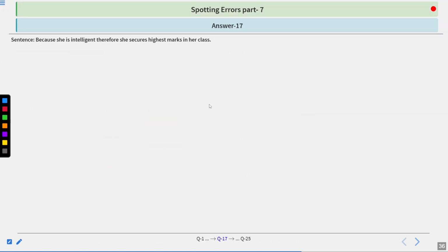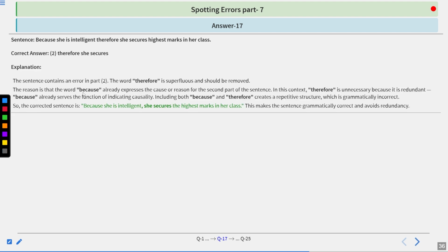I hope you have answered. The correct answer is option number 2. Therefore she secures. The correct explanation is the word therefore is superfluous and should be removed. The reason is that the word because already expressed the cause or reason for the second part.